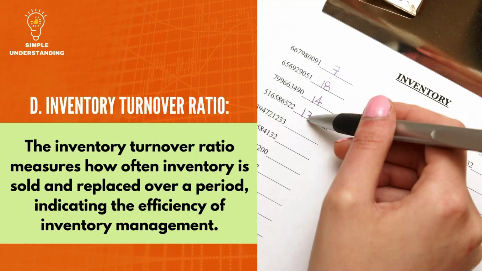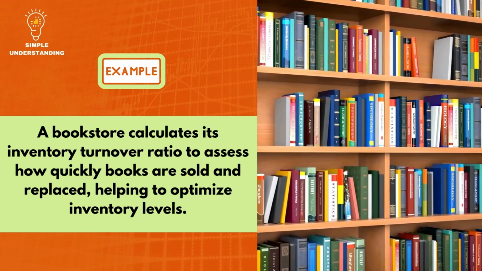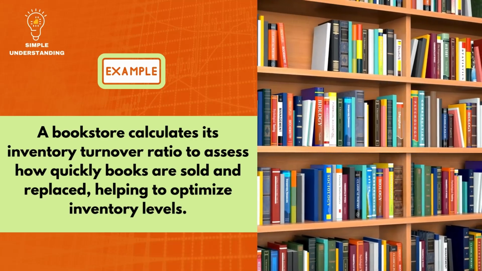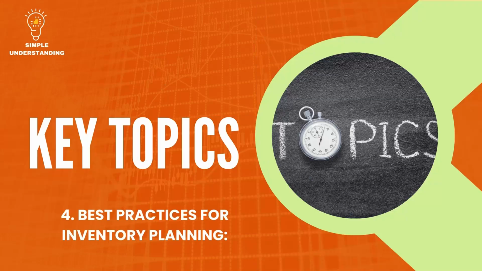D. Inventory turnover ratio. The inventory turnover ratio measures how often inventory is sold and replaced over a period, indicating the efficiency of inventory management. Example: a bookstore calculates its inventory turnover ratio to assess how quickly books are sold and replaced, helping to optimize inventory levels. Best practices for inventory planning.